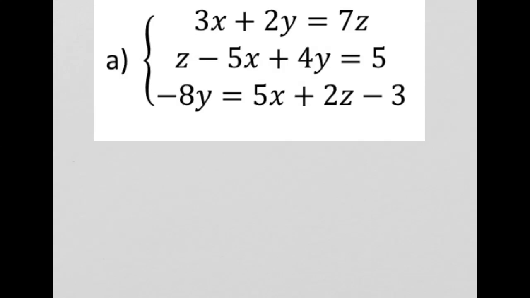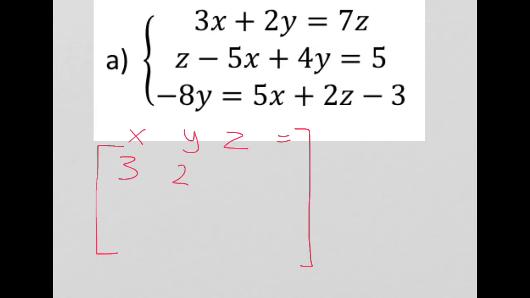Okay, problem 9a. Let's solve this system using a matrix. So we're going to write our matrix as, let's make our first column our x variable, second column y, third column z, and then our last column will be what this stuff is equal to. So in that top equation, our x is 3, our y is 2. We need to move that z over to the other side to be with the x and the y, which means we would subtract the 7z, which would make z a -7, and would make that equal to 0.